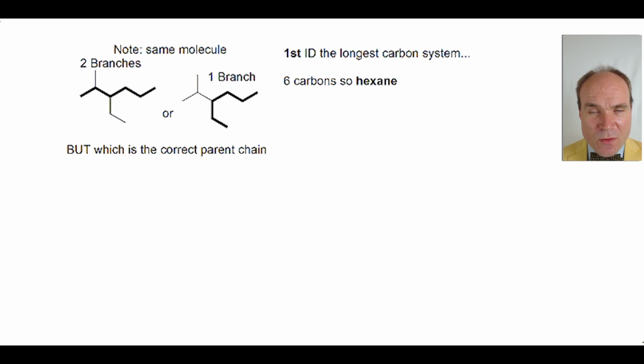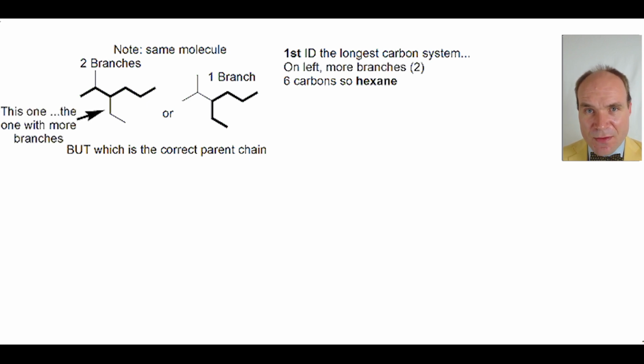The parent chain will always be the chain with the most branches off it, where 2 or more chains have the same number of carbons present. So our parent chain is the left-hand version of the molecule.